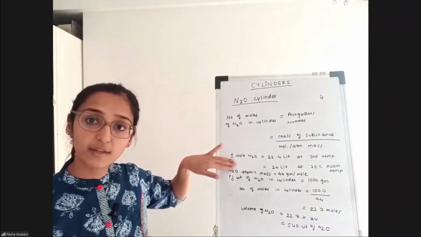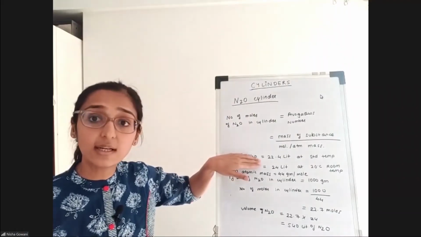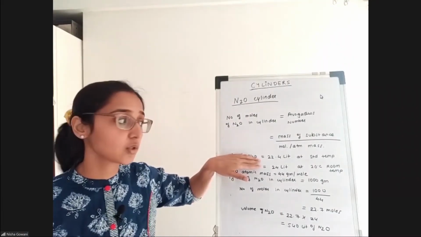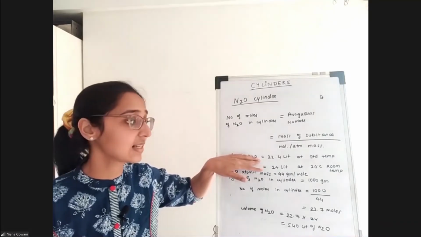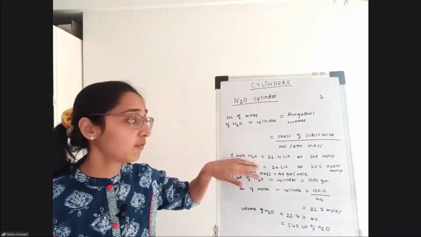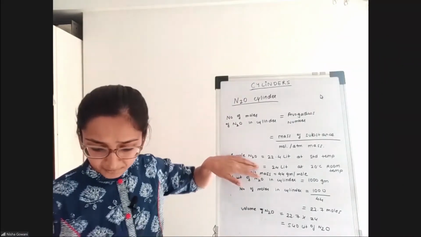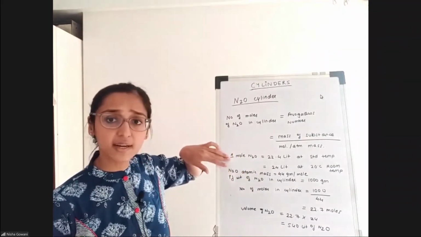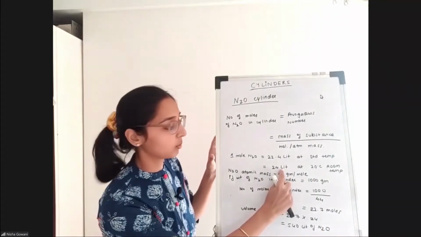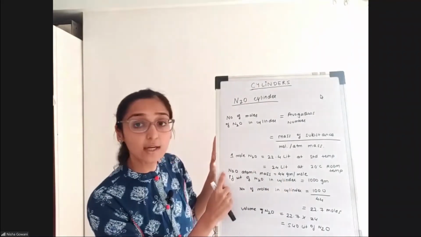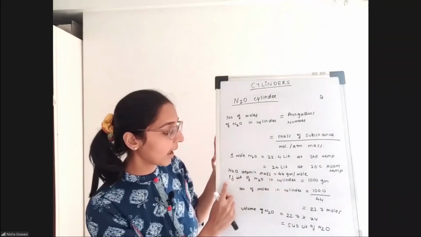Now 1 mole of nitrous oxide will yield 22.4 liters of nitrous oxide at standard temperature. Since the OT temperature, that is room temperature, is 20 degrees Celsius, it will yield 24 liters of nitrous oxide at room temperature. So 1 mole of nitrous oxide will yield 24 liters of nitrous oxide at room temperature. Now what is the atomic mass of nitrous oxide? The atomic mass is 44 grams per mole. And what is the weight?